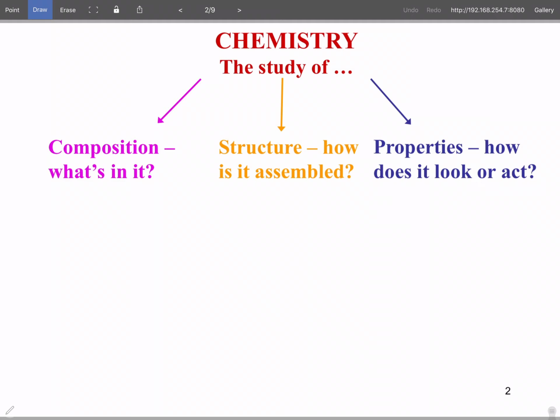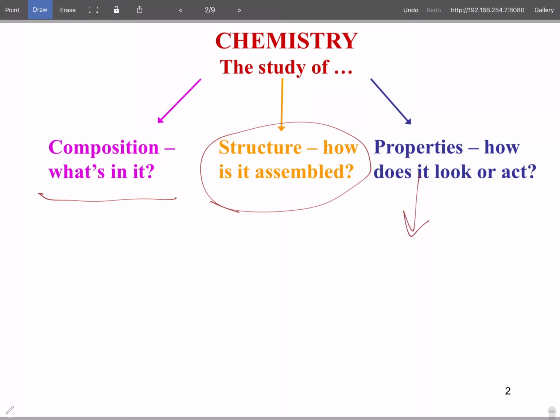So in chemistry, we're going to study the composition of things. What's in it? Are we dealing with something that's organic, inorganic, acid, base, etc.? We're going to look at the structure. How is it assembled? Are we talking about an ionic compound, a molecular compound? And again, a lot of these you're like, what's she talking about? We'll get to these as we go. But we need to see how it's assembled. When you get into biology, they talk about alpha helixes and beta sheets. Again, it's a matter of the structure based upon the chemical properties.